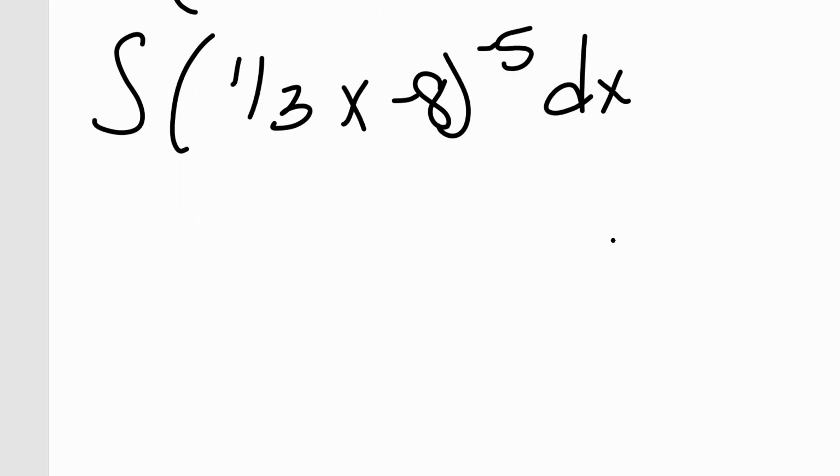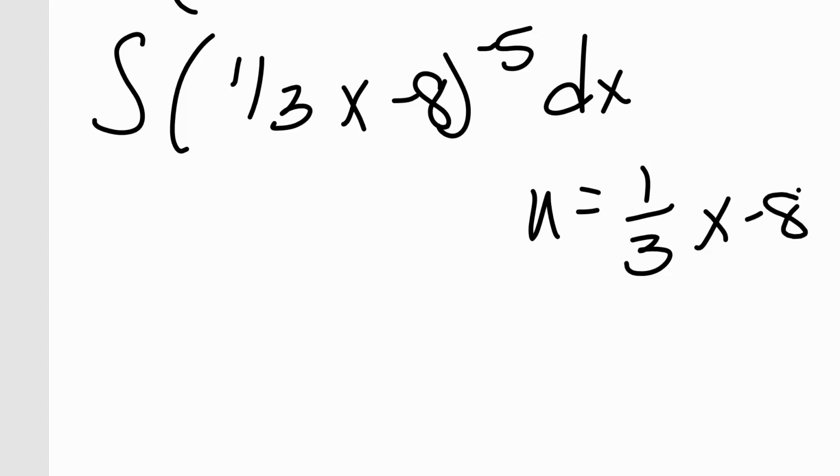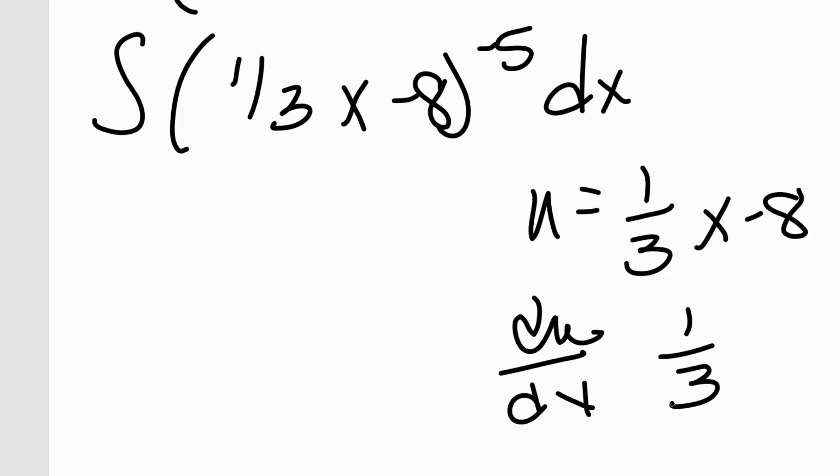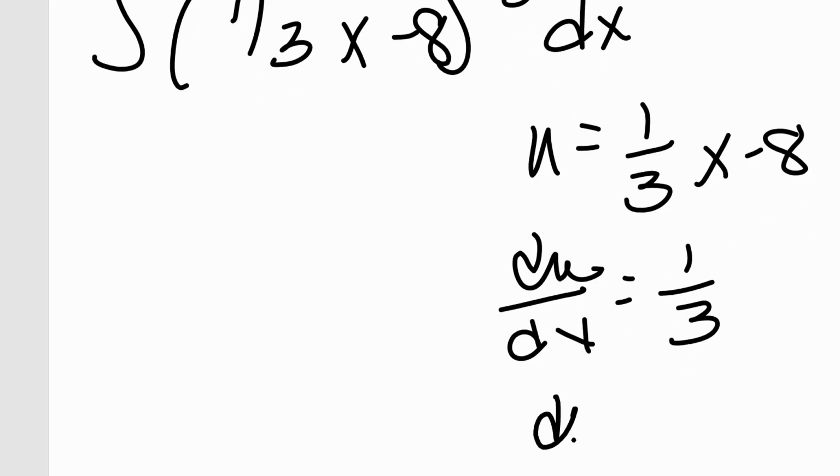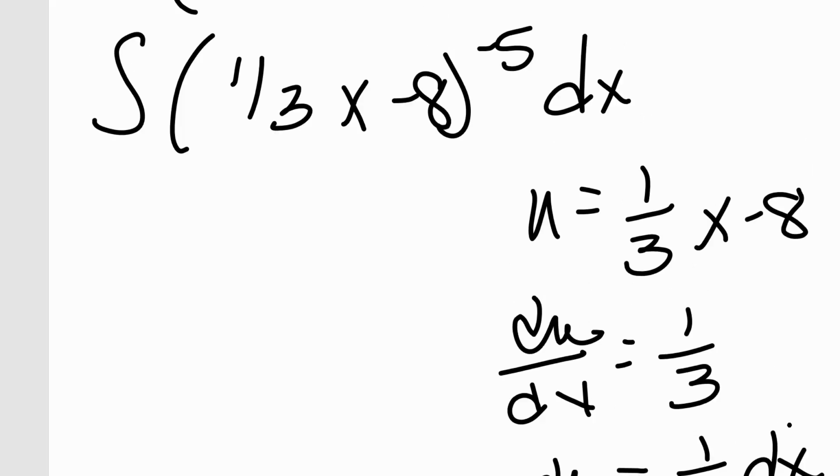All right, u is typically what's in parentheses. So 1/3 x minus 8. I need to take the derivative of that. The derivative of that is just 1/3. So that tells me du equals 1/3 dx.